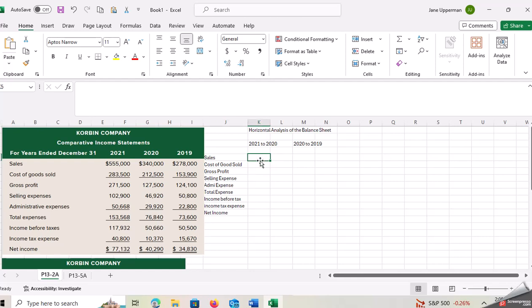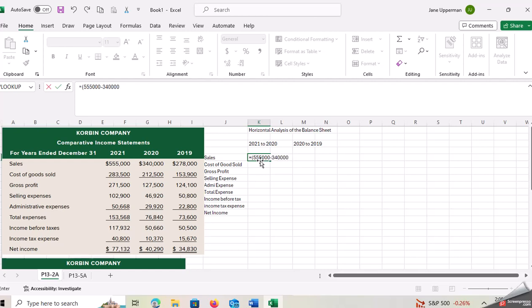And then what you're going to do is take the sales. So from 2021 to 2020, I'm going to do this in a formula, but what you're doing is taking 555,000 minus the 340,000 to see how much it increased. And then you're going to divide that by the prior year, so 340,000.